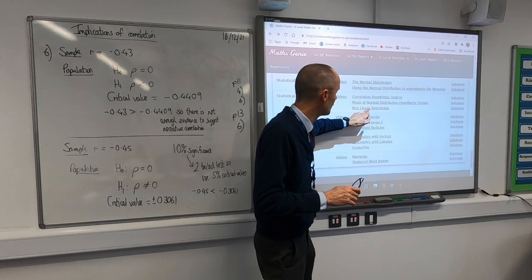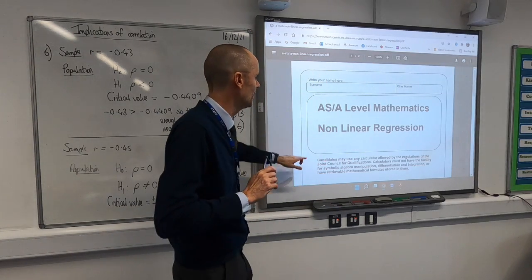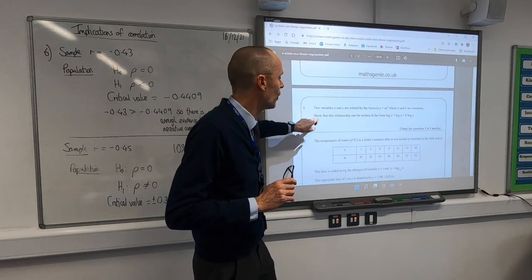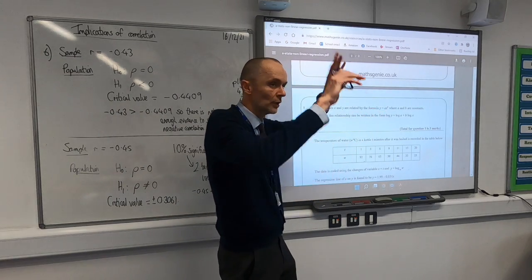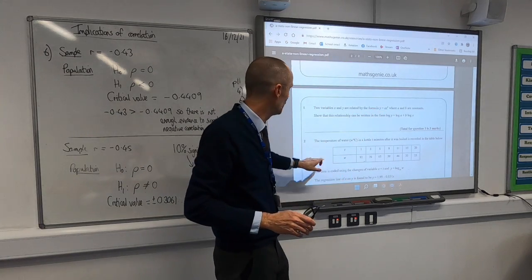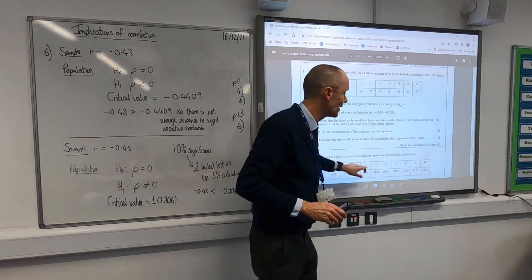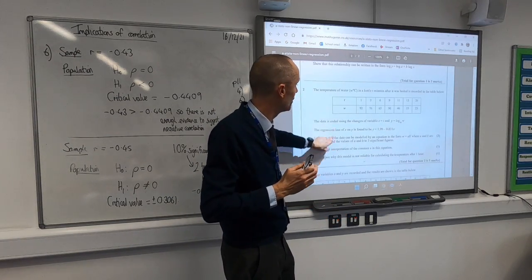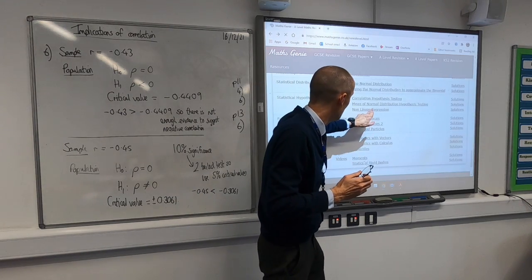Non-linear regression is what we did yesterday and at the beginning of today. Unfortunately, they've got one here that's a power relationship, but they just get you to do the log thing, rearranging. The two examples they've got are both exponential relationships. That doesn't mean they're always exponential, but there you go. So they're worth doing.